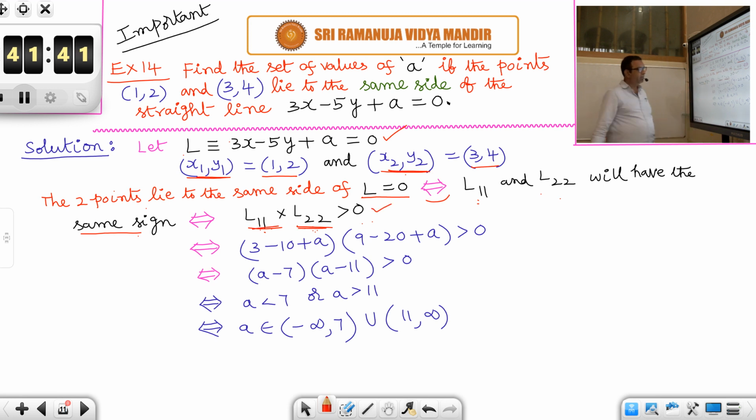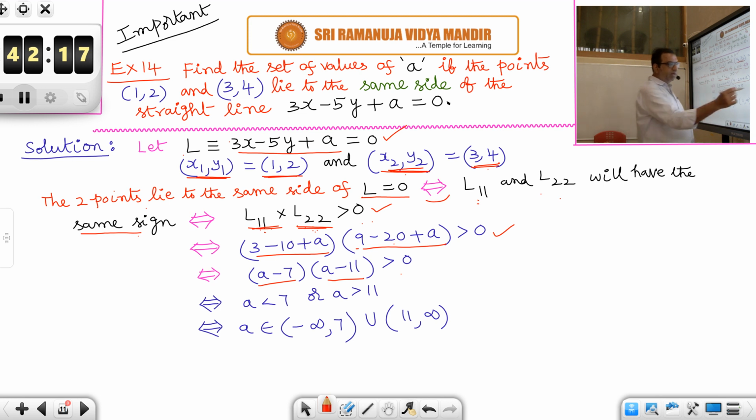So what is L11? L11 means substituting the first point in the line. So 1 comma 2 you have to substitute in the line, and you will get 3 minus 10 plus A. That is L11. L22 means the second point, 3 comma 4, substituted in the line. So 3 into 3, 9, minus 5 into 4, 20, plus A, should be greater than 0. This is a quadratic inequation, you know how to solve it. So the first bracket becomes A minus 7, the second bracket A minus 11, greater than 0.